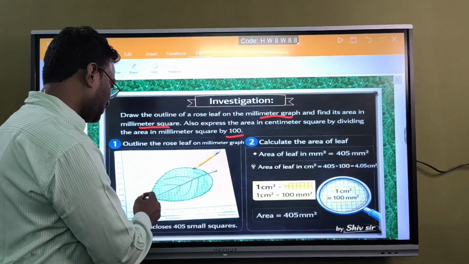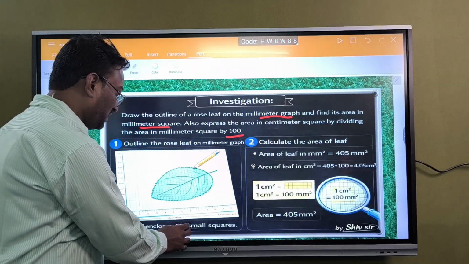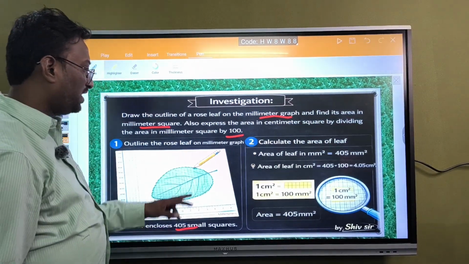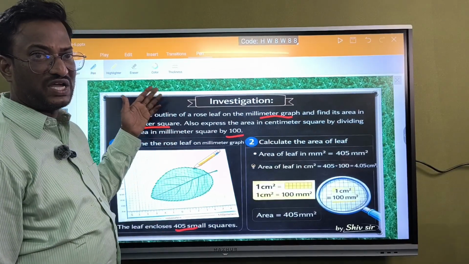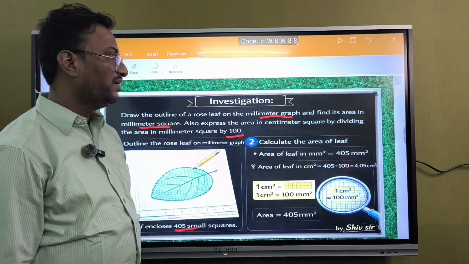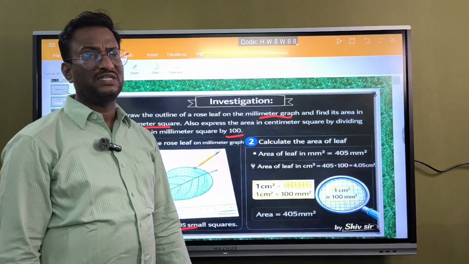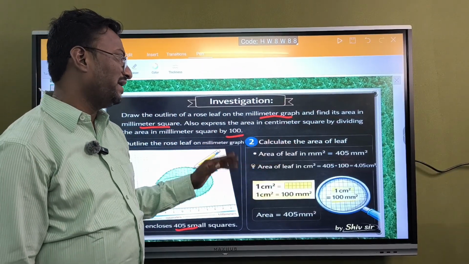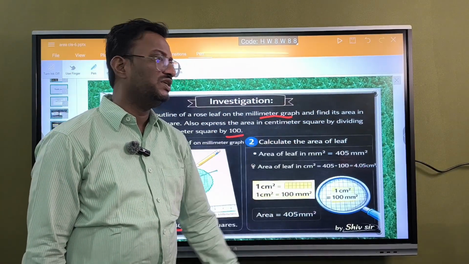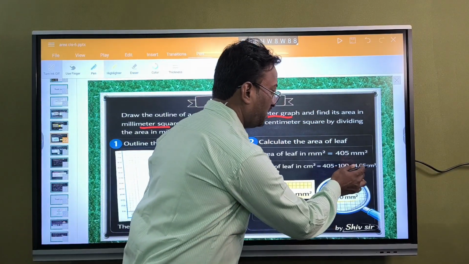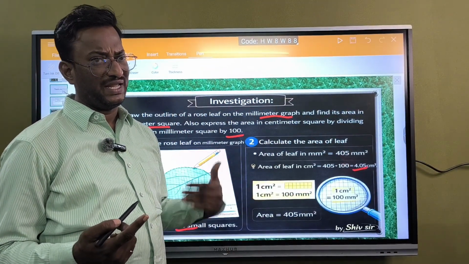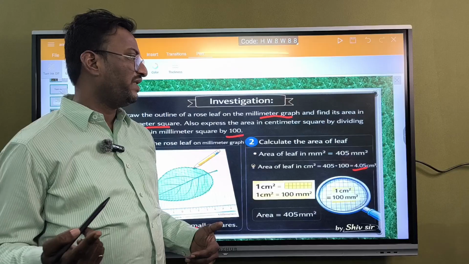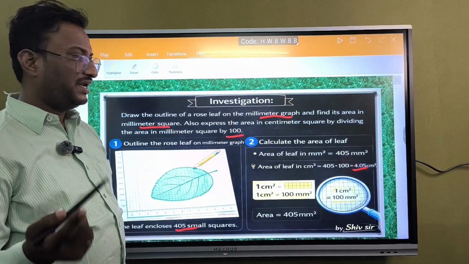You are going to get 405 because the leaf encloses 405 squares totally, by using the formula that I have told already in the previous slide. So 405 millimeter square. If you divide it by 100, you are going to get 4.05 centimeter square. So for 1 centimeter you have to divide by 10. For centimeter square you have to divide by 100. 10 into 10.